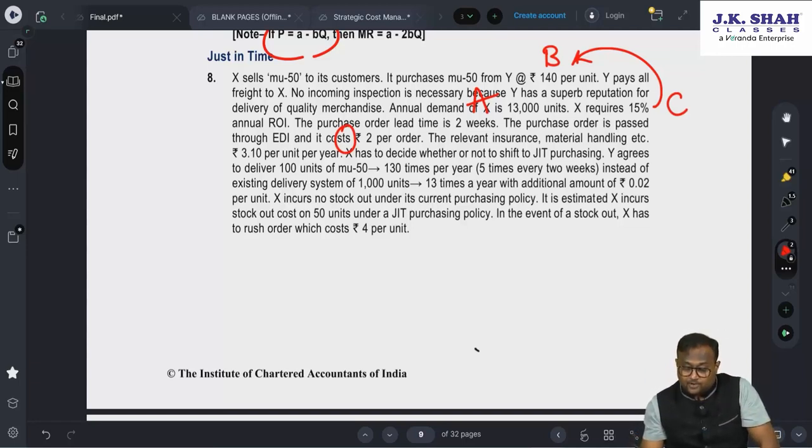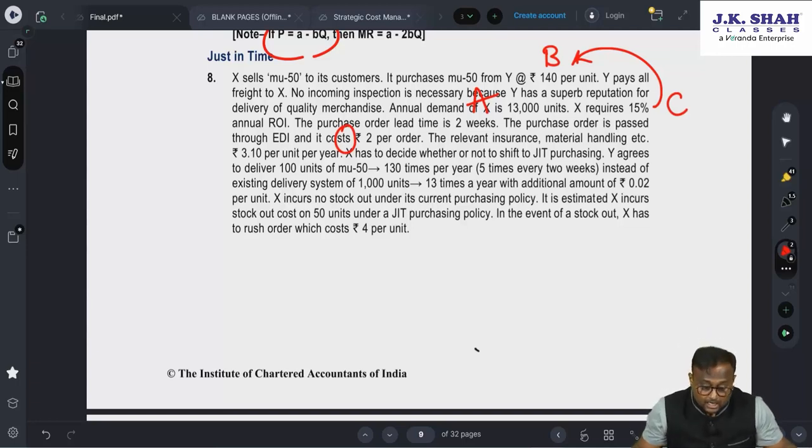Material handling 3.10 per unit. X has to decide whether to shift to JIT purchasing or continue with the normal one. Y agrees to deliver 100 units, 130 times a year, 5 times every 2 weeks, instead of the existing delivery of 1000 units, 13 times, with an additional amount of 0.02 per unit.